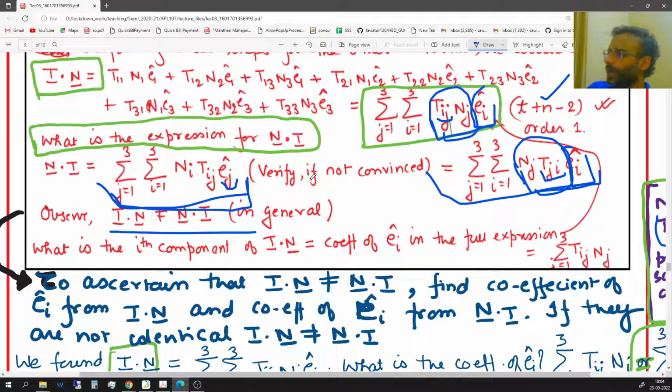So now going back to the question, how do I compare n dot T and T dot n and conclude whether they are equal or not? So the way to do it is, since both quantities are clearly tensors of order 1, or they are both vectors, what suffices is to compare the ith component of T dot n with the ith component of n dot T.